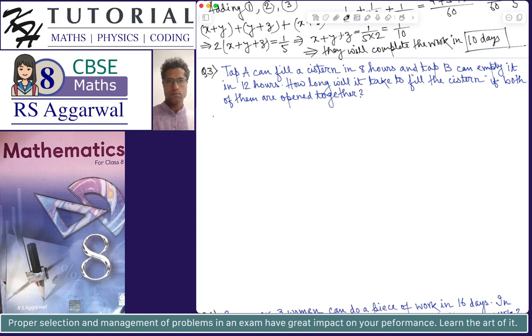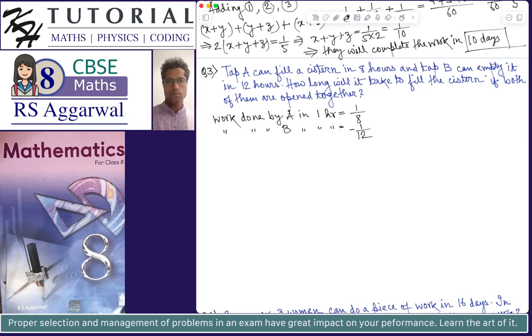So work done by A, since the time is given in hours, work done by A in 1 hour will be equal to 1 by 8. Similarly, work done by B in 1 hour will be minus 1 by 12, because tap B is an outlet which empties a tank.